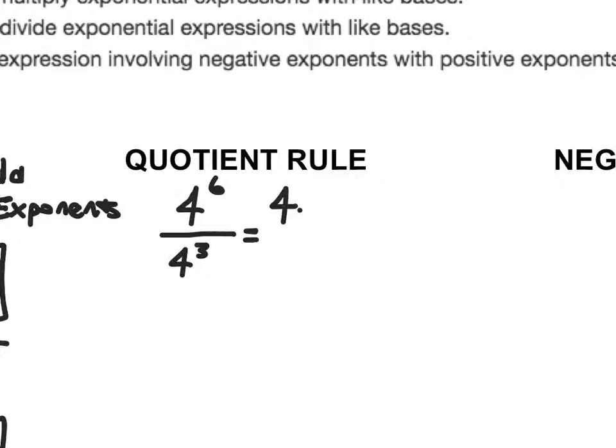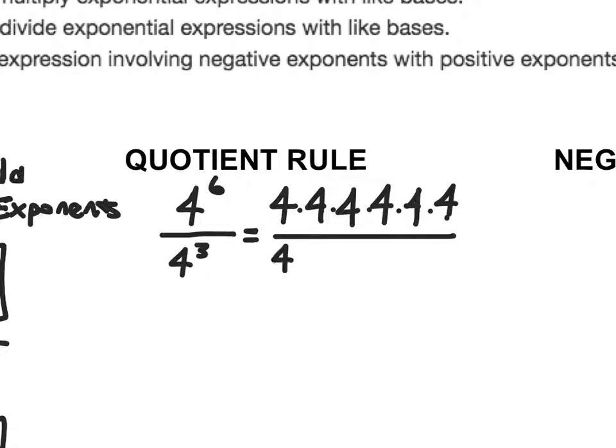So 1, 2, 3, 4, 5, and 6. Now, if I have 4 to the 3rd power, I'm multiplying 4 by itself 3 times. So 1, 2, and then 3. Now, let's think about it.